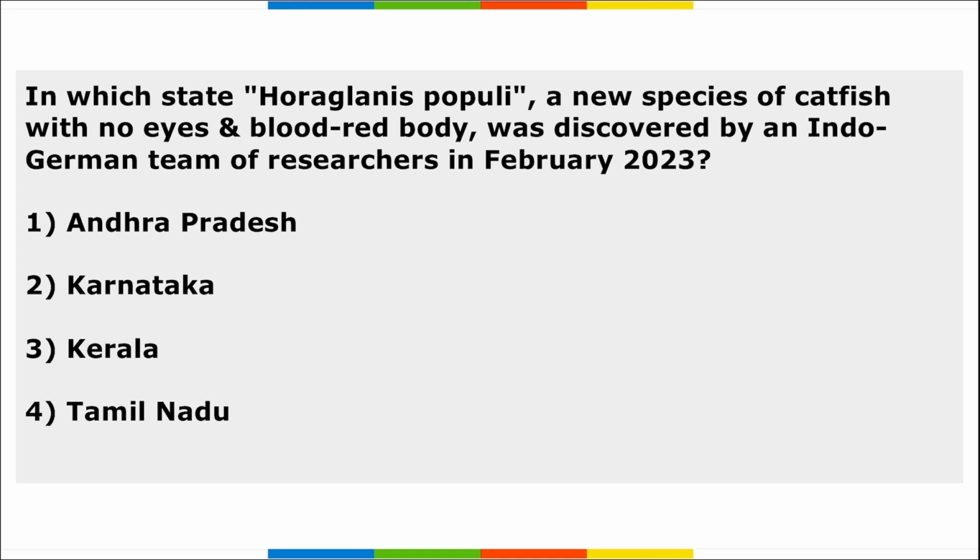Next, in which state was Horalgenis populi, a new species of catfish with no eyes and a blood red body, discovered by an Indo-German team of researchers in February? So remember this Horalgenis populi. This is a new species of catfish with no eyes. It was discovered in Kerala.